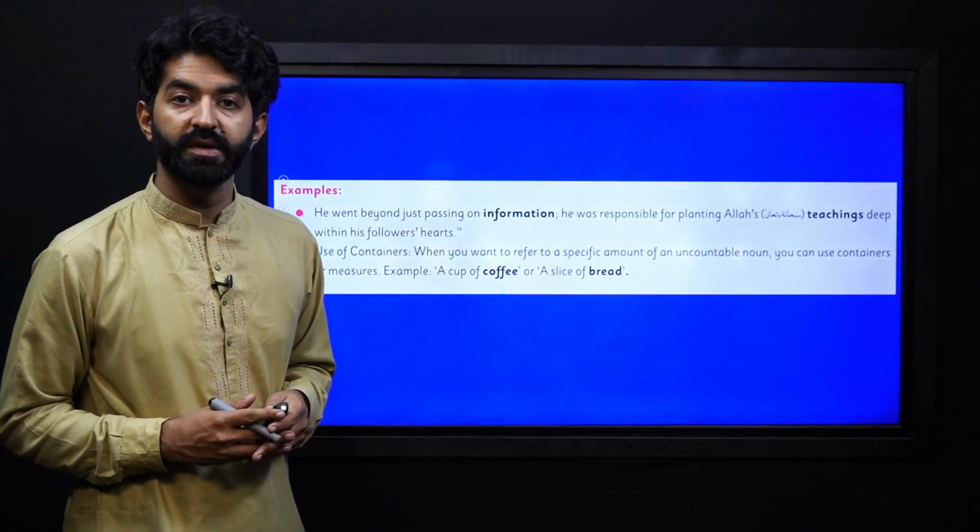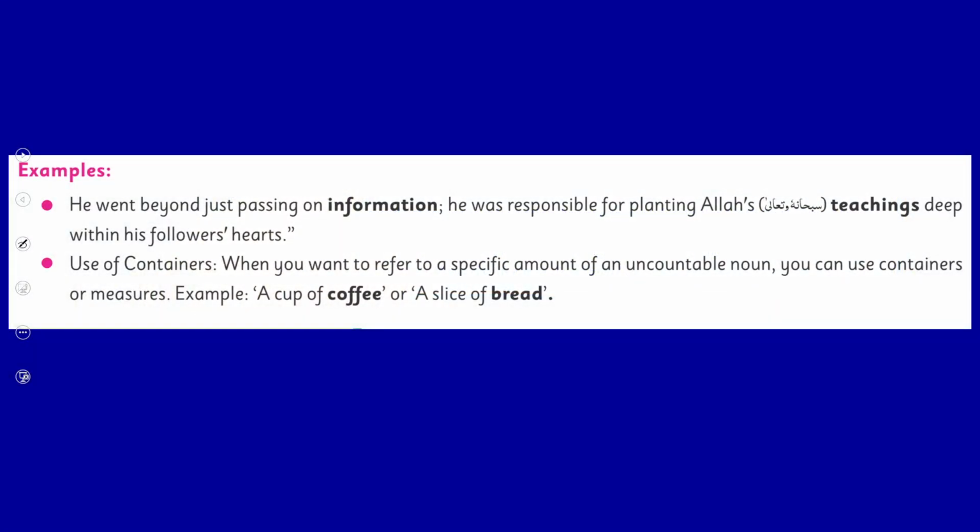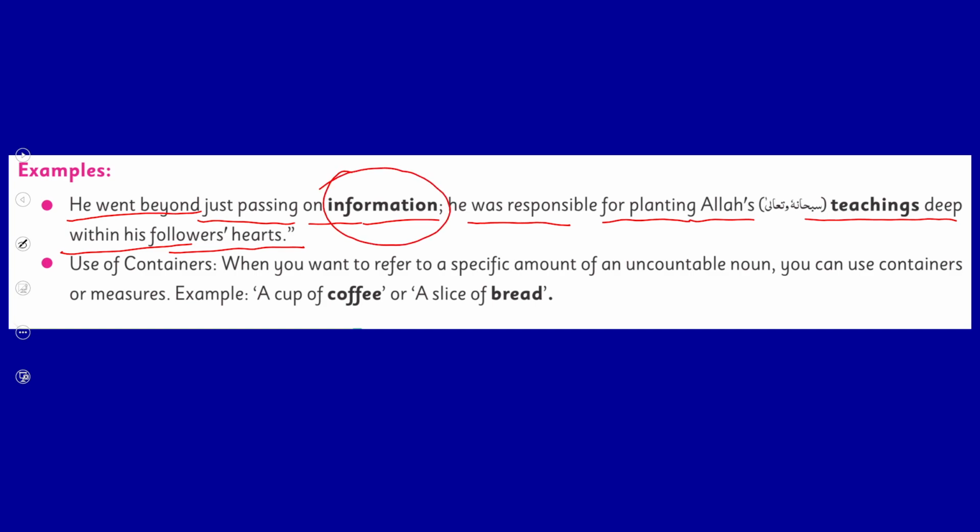Let's say, for example, this is from your book. We have two examples here. We went beyond just passing on information. He was responsible for planting Allah's teachings deep within his followers' hearts. So this part, information, here is uncountable.